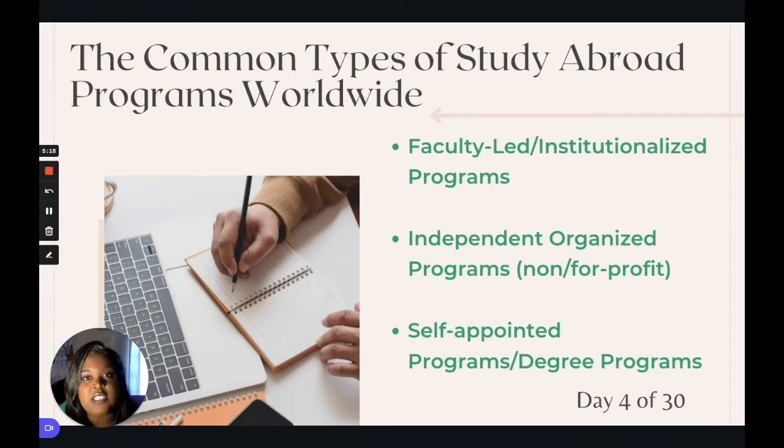It may not be as vast if you're doing faculty-led because schools and institutions around the world tend to build partnerships with schools and other organizations that work best for them, and that may not be all around the world in different countries, unless they're a huge school. Here in the U.S., a lot of Ivy League and more prestigious schools have that, and a lot of smaller colleges and universities don't. So with the independent organized programs, you will find a lot more variety compared to your faculty-led programs. Last but not least, we have self-appointed programs, as I like to call them, or just plain degree programs.